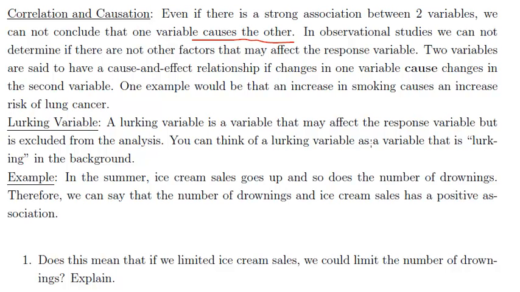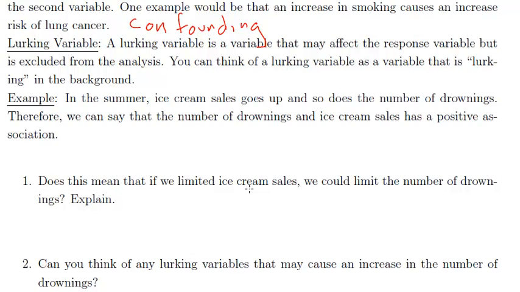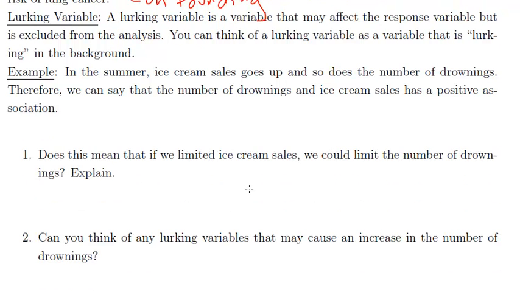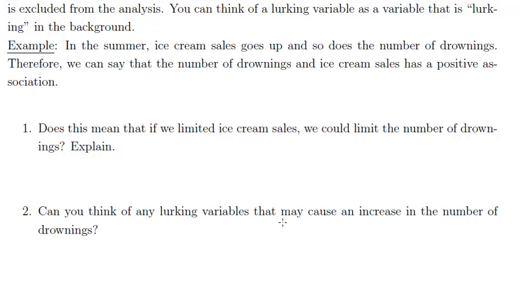And that third variable is called a lurking variable. Sometimes it's also called the confounding variable. So I'll go ahead and write that. I think the book mostly uses lurking though. Then you can kind of picture a variable lurking outside of the analysis. Okay, so here's one example, and hopefully you'll do some more in class.